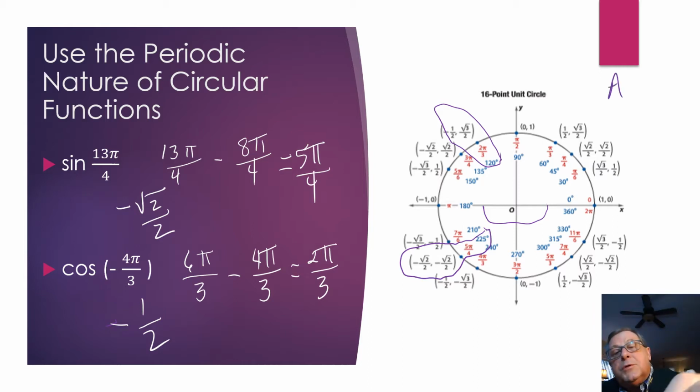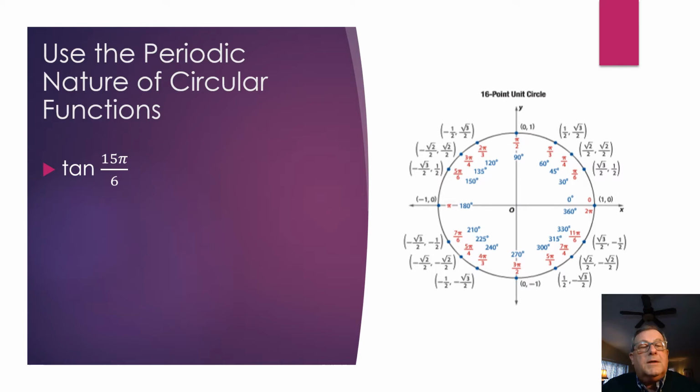All students take calculus. All right, we're going to look at another one on this periodic nature of circular functions. This time I'm looking for 15 pi over 6. Again, I see something pi over 6. That tells me that the cosine, whether it's positive or negative, is going to be square root of 3 over 2, and the sine, whether positive or negative, is going to be 1/2.